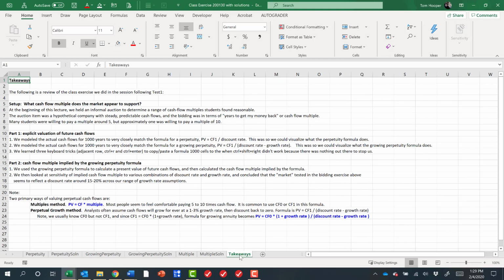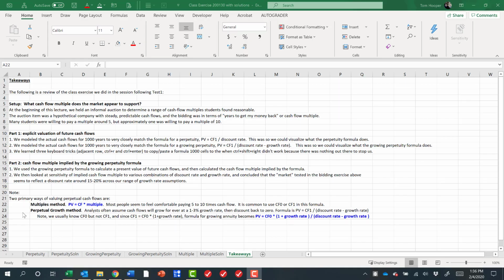Finally, please take a look at this Takeaways tab, especially if you missed class, because our lecture had a method to the madness. We started with our little bidding exercise, our informal auction. We did a little bit of math to convince ourselves that these perpetuity formulas work. And then we looked at the sensitivities to those that we just color-coded.